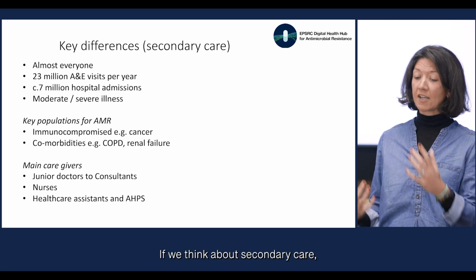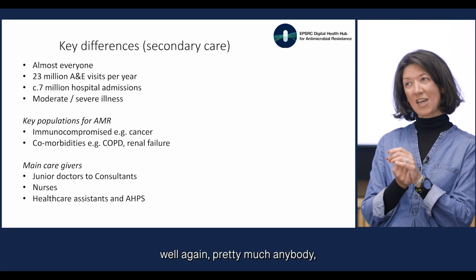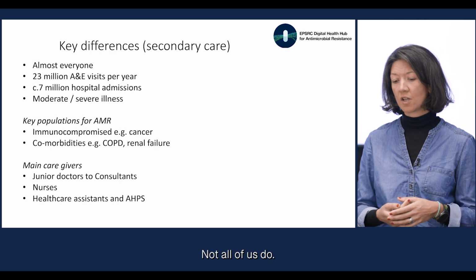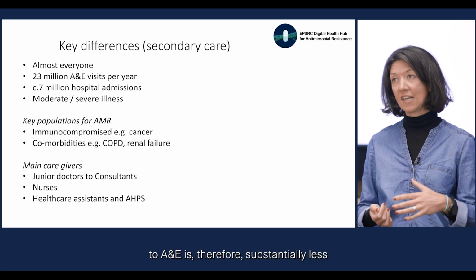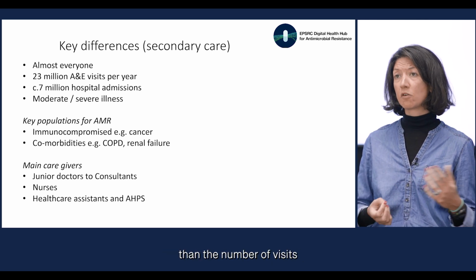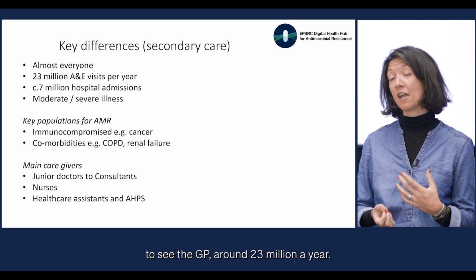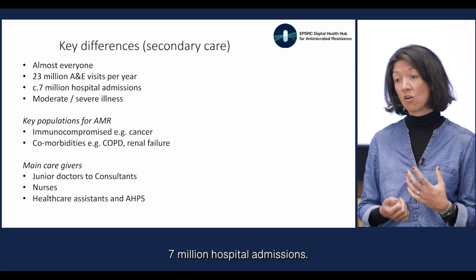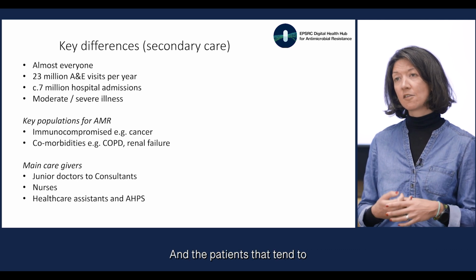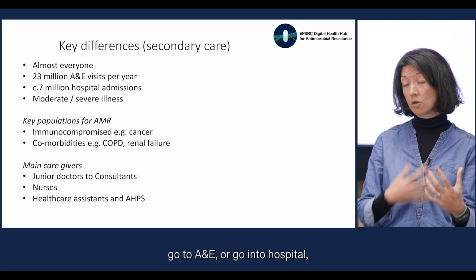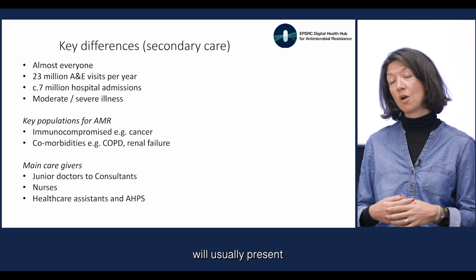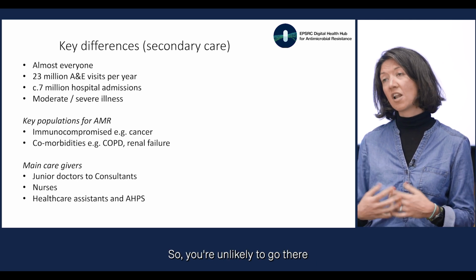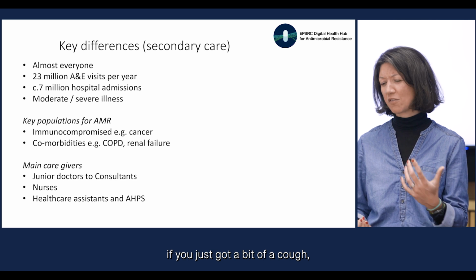If we think about secondary care, well, again, pretty much everybody can visit hospital. Not all of us do. And the number of visits to A&E is therefore substantially less than the number of visits to see the GP, around 23 million a year. There are around 7 million hospital admissions, and the patients that tend to go to A&E or go into hospital will usually present with moderate to severe illnesses. So you're unlikely to go there if you've just got a bit of a cough or a cold.